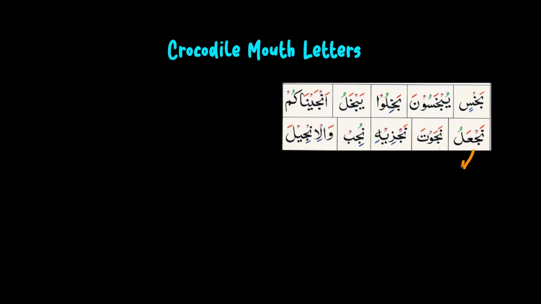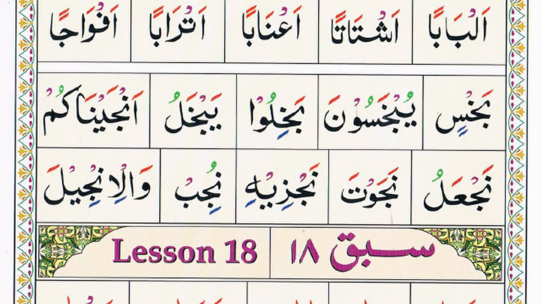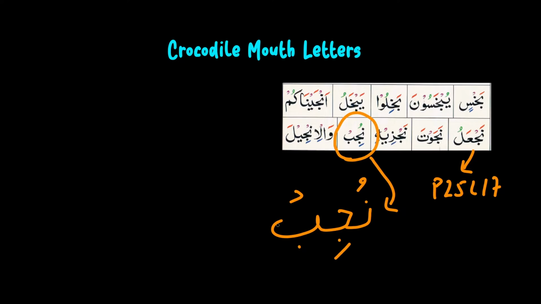And more advanced in the same book, I think this is on page 25, lesson 17, you may find full words like these. Okay, let's take one, for example, here. And this could have been written in a different way. This would have been Noon, Jim, and Ba. So Noon with a dhamma, Jim with a kasra, and Ba with sukun. And now you can read it as Nujib.